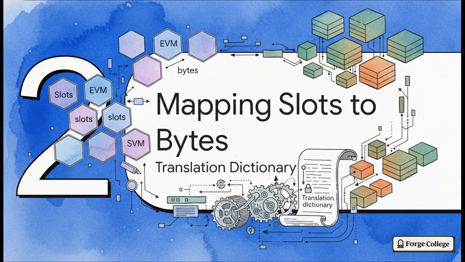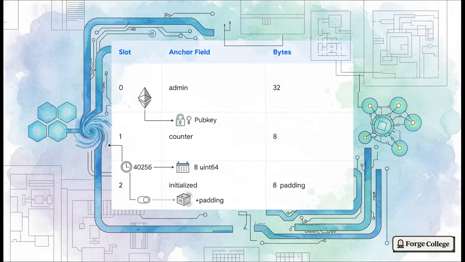Moving on to Section 2, mapping slots to bytes, the translation dictionary. Layout compatibility is literally the single most critical constraint for this entire blueprint. Let's look at this literal blueprint mapping. It shows how successive Solidity slots translate into an Anchor account struct with a completely stable binary layout. Let's walk through this together.